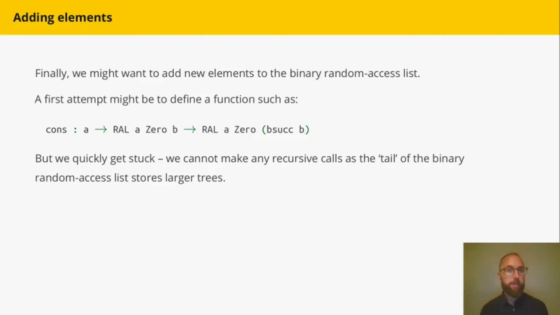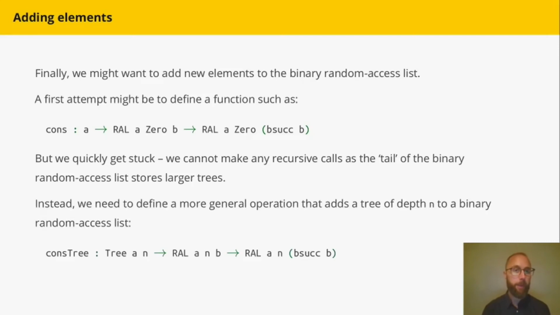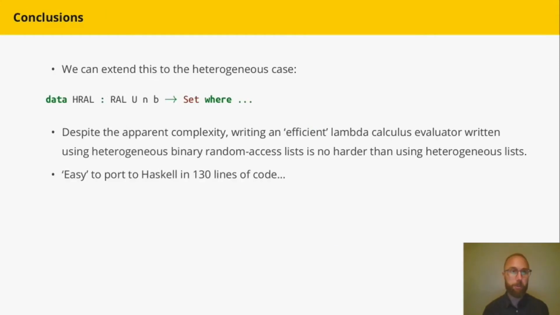We need to make a recursive call, but the tail of the binary random access list actually has larger trees, and we're trying to add an A, which no longer lines up. So the solution is to define a more general operation, a cons tree operation, which adds a tree of depth n to a random access list, starting with n, and then increments the number of elements stored. The degenerate case where n equals 0 corresponds to the cons operation that we have up there. If you want to know more, the details are in the paper, but the cons tree operation closely mimics the successor operation on binary numbers.